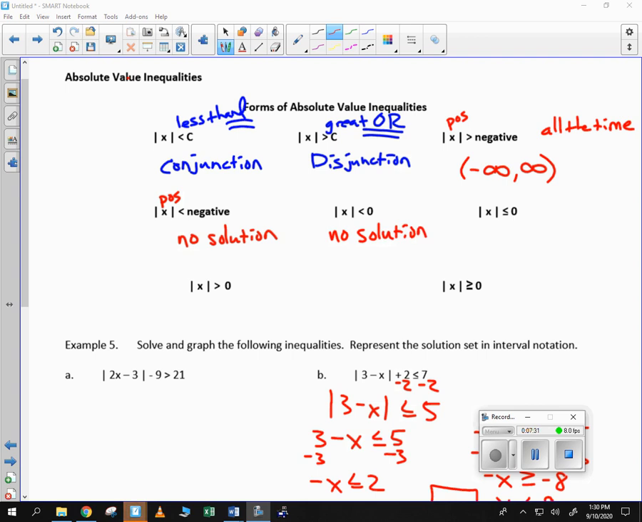This next one is the same thing. Absolute value less than 0, no solution. But it says it could be equal to it. It is true that wherever the absolute value is equal to 0, you get one solution in that scenario.